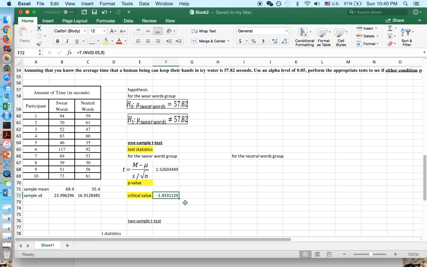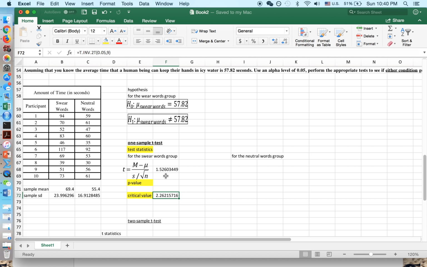And then the critical value should be, for some reason this does not look okay. Okay, maybe I need to retype. Okay.